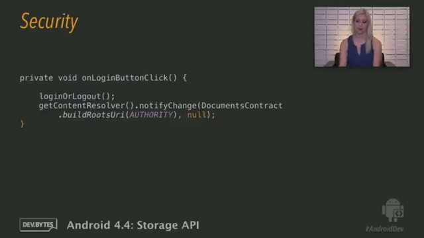The other step to this is to call getContentResolver().notifyChange. Remember the DocumentsContract? We're using it to make this URI. This tells the system to query the roots of our provider again, which will return a different value now because of the if statement we just saw.